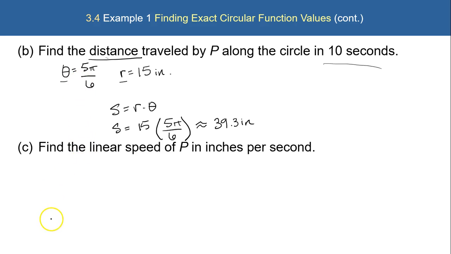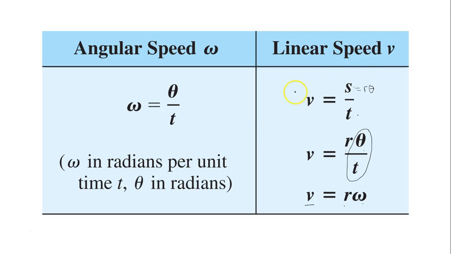remember we had several formulas listed. I'll go back to those if I can. Okay, so here are some of our formulas that we have. We can actually use pretty much any one of these to help us in figuring out what the linear speed is. But this first one is usually my go-to, especially if we have the arc length and we have the time. Okay, and we do have both.